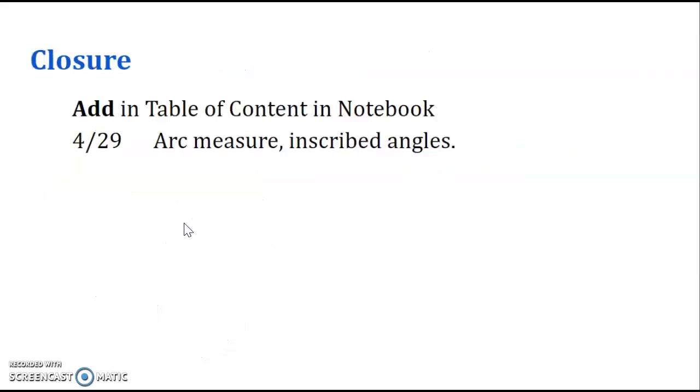And that is it for today. As you can add to the table of contents, today we covered arc measure and inscribed angles.